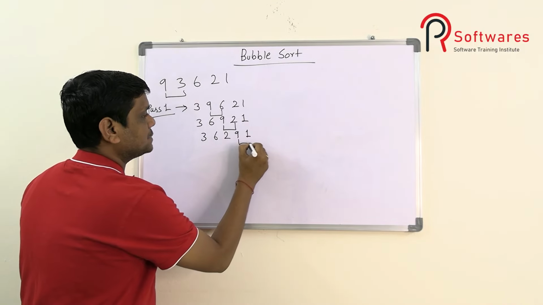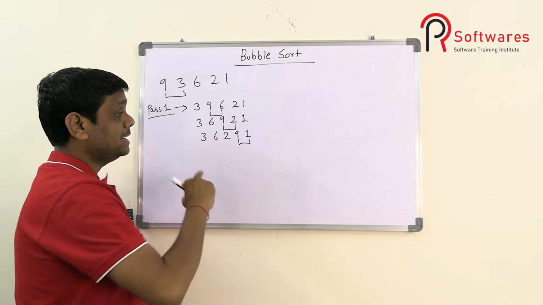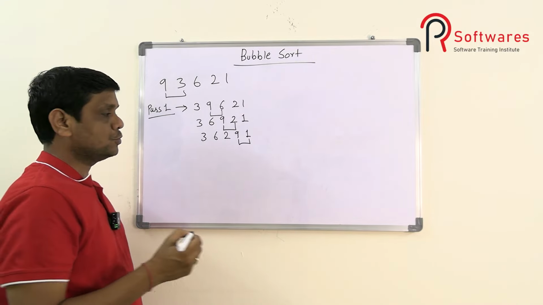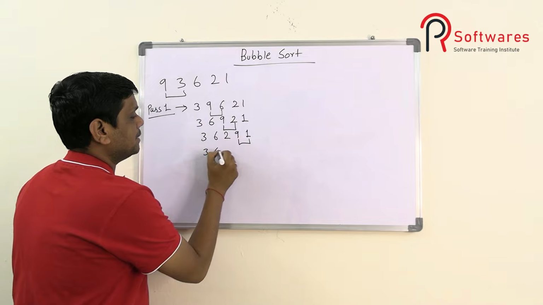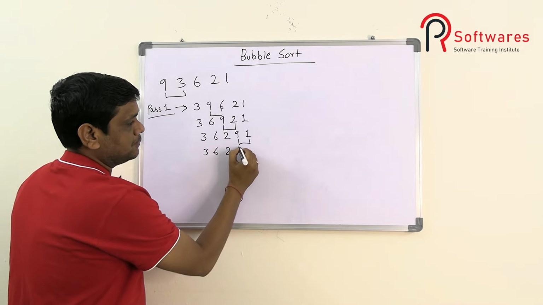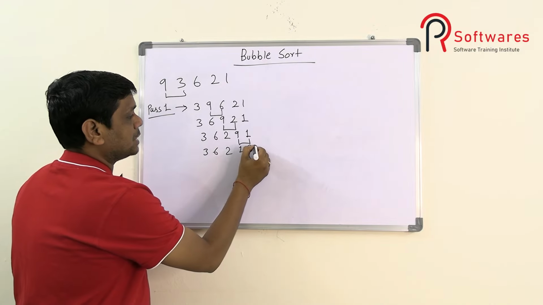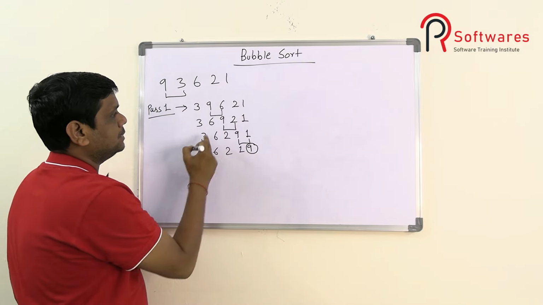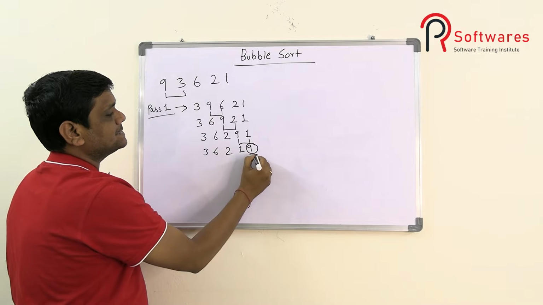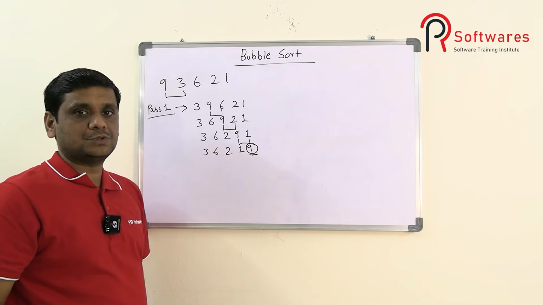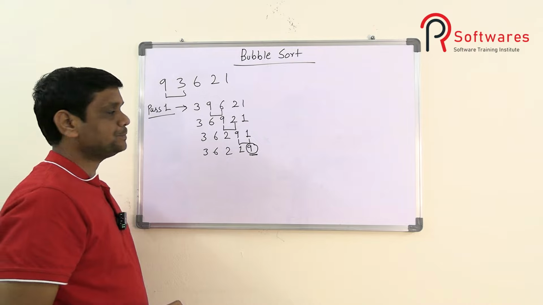Next, you compare the last values. 9 with 1. 9 is greater than 1. Condition true. When the condition is true, it will get swapped. So this 3, 6, 2 as they are. First 1 will come, then 9 will come. So what you observe here is that at the end of pass 1, whichever is the biggest value, that has been shifted to the last position.